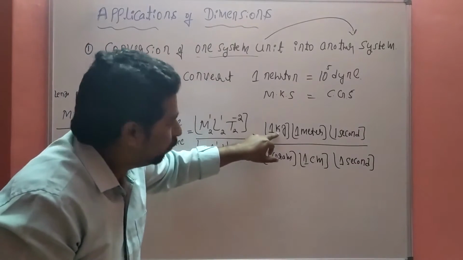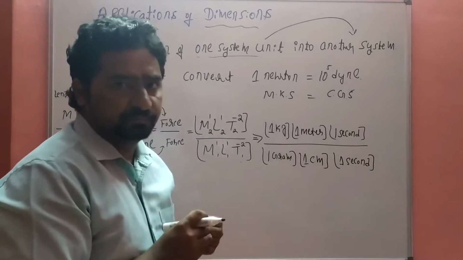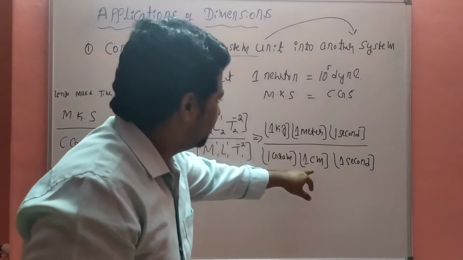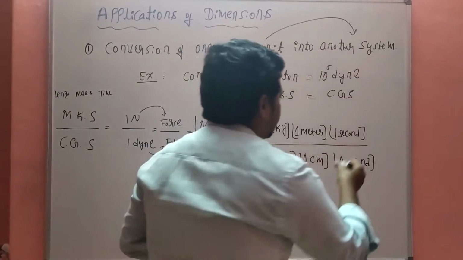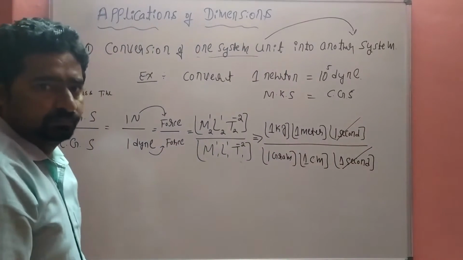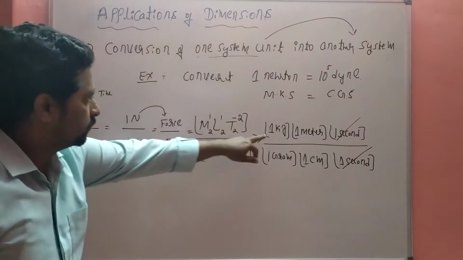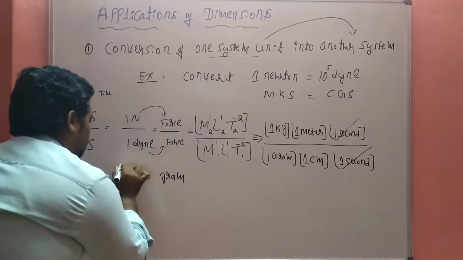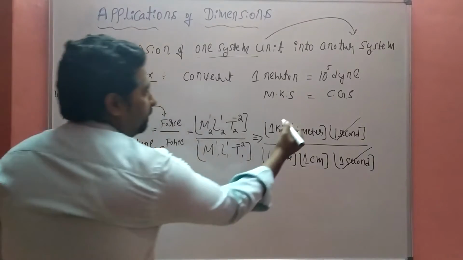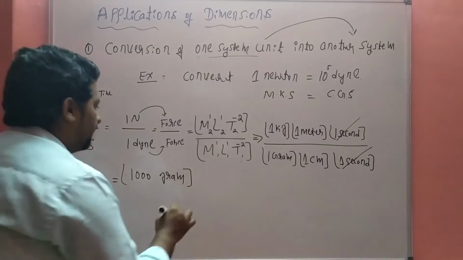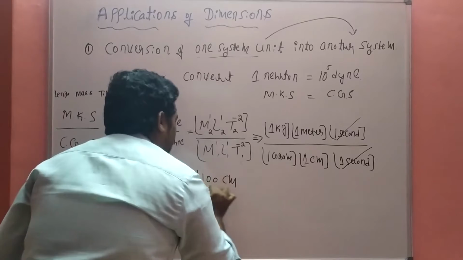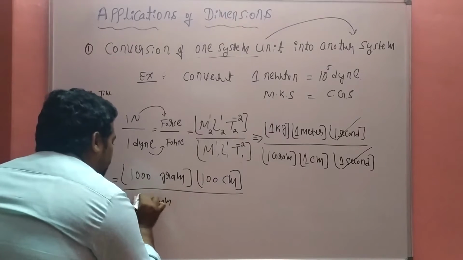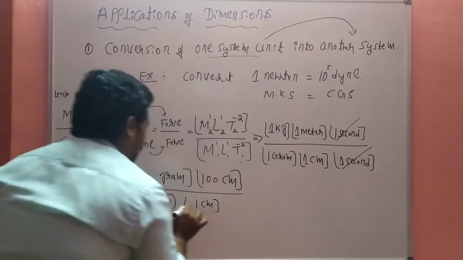Now come to the point. 1 kg is equal to 1000 gram, correct? 100 centimeter is equal to 1 meter. The seconds cancel. So 1 kg gives 1000 gram, and 1 meter gives 100 centimeter, because we are converting, divided by 1 gram and 1 centimeter.